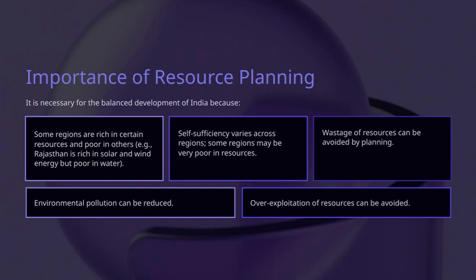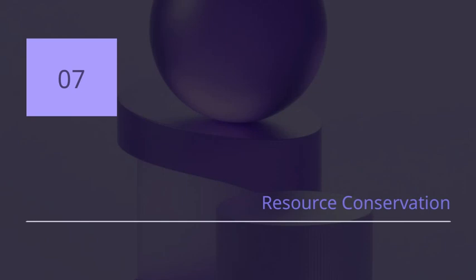Reducing environmental pollution is also an essential part of this effort. When we manage our resources carefully, we not only protect the environment, but also promote sustainable growth. Overall, resource planning is vital because it helps us use what we have wisely, ensures equitable development, and preserves our environment for future generations.